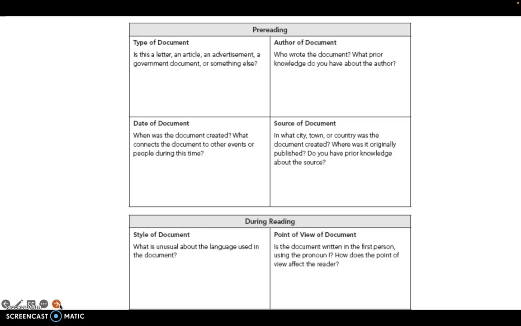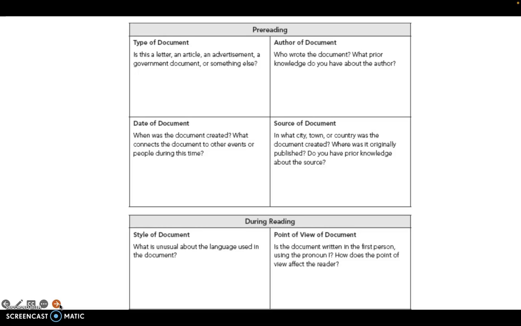So it goes into just the bare bones of the pre-reading: the type of document, the author of the document, when it was written, and then the source. So it even goes into the town or country where it was created, when it was originally published, and whether this student has any prior knowledge about this particular document.